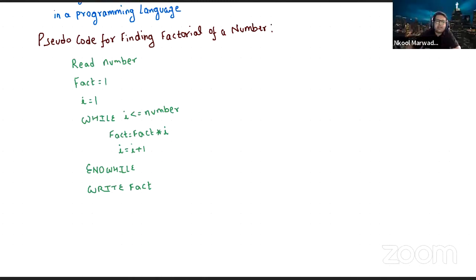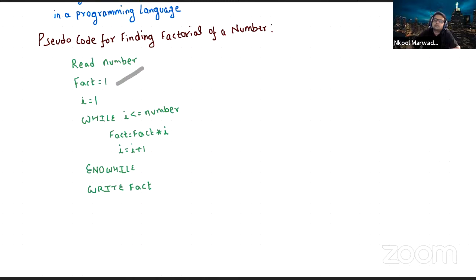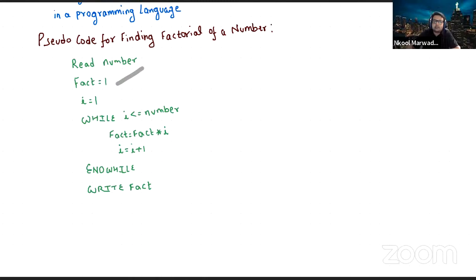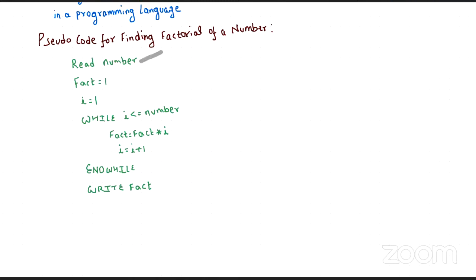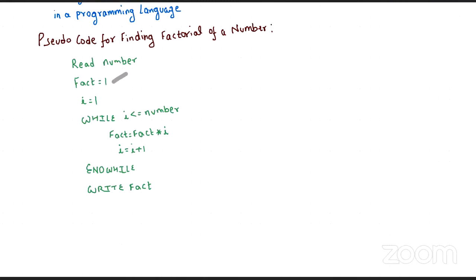Now, can you explain to me line by line what is happening? The first line, read number. Reading in the number. We are reading the input number that we are getting from the user. Then in the second line, we are initializing the variables, fact will be equal to 1 and I will also be equal to 1.